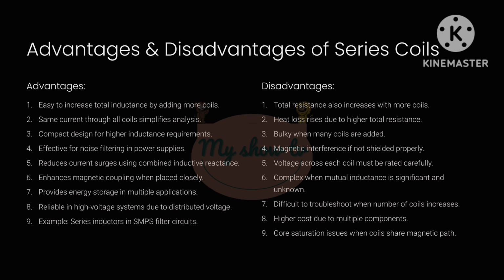Now, disadvantages. 1. Resistance increases, leading to more energy losses as heat. 2. More resistance also causes greater voltage drops. 3. Using many coils makes the system bulky. 4. Magnetic interference might occur if not shielded. 5. Each coil must be rated properly for voltage.